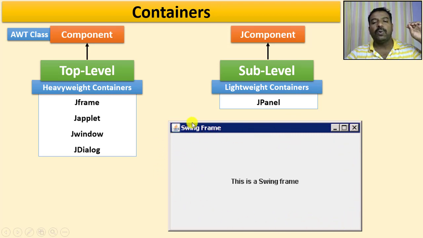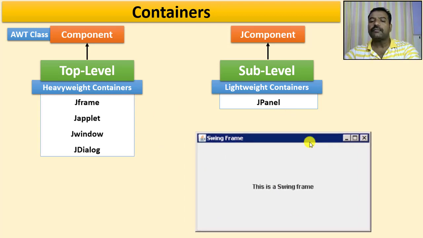Hence now whatever you are seeing, this is going to be the frame. This entire window is going to be the top level container for me. Inside this top level container, I need to have a container to hold this as a component. Now this becomes a component. To hold this component, I need to have a sub-level container. Hence a container inside another container. Hence a container can hold another container also.